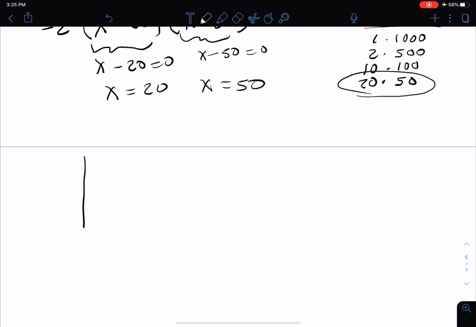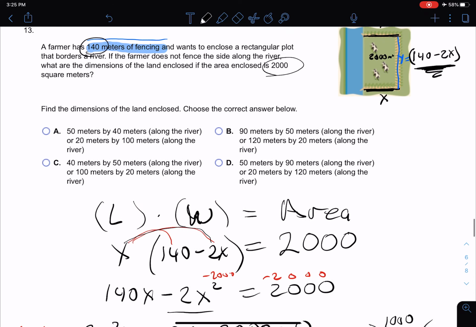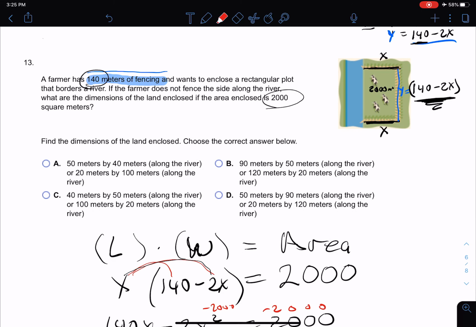And let's see, we had a river, right? And then we had this fencing. And we said the x was 20. So what's the y that goes along with that if x is 20? Well, we have to go up to our equation up here. What was that equation again? The equation that we had was right there.